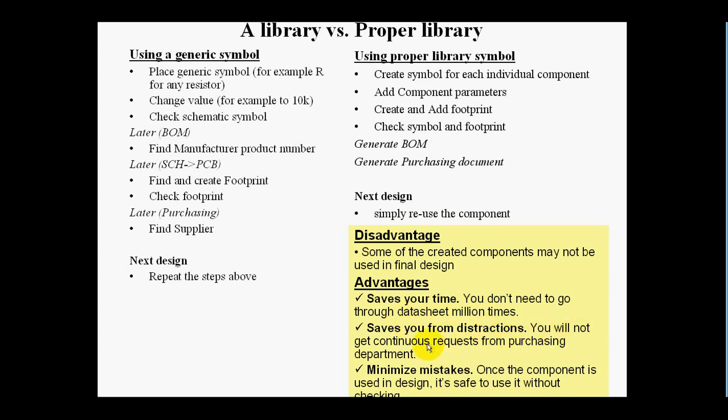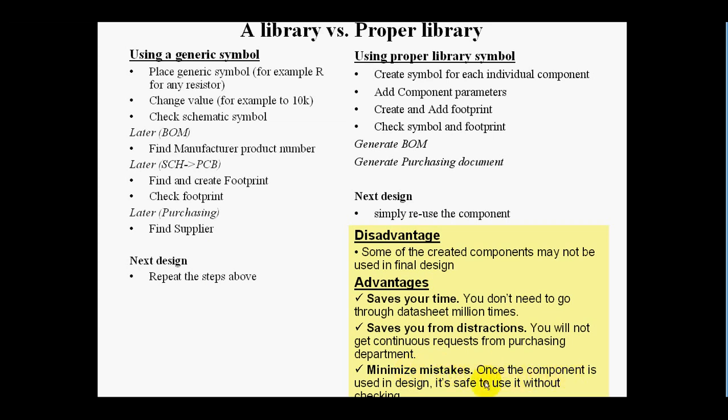Saves you from distraction. You will not get continuous requests from the purchasing department. That's what I was saying. Imagine you have 100 different components in your design, and one day they ask you about one component, next day about next component, and you need to interrupt your work. You need to go to the supplier webpage, find the information. Interruption may take like 15 minutes or even half an hour.